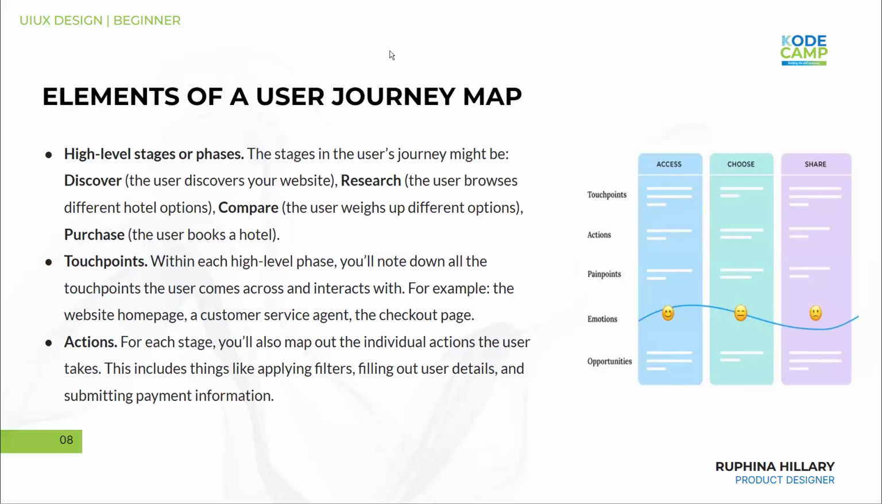Now the user is browsing different hotel options. Actions that will be taken in this stage are things like applying filters. They would filter options by price: I only want to see hotels in this price range, or filter by location: I only want to see hotels close to me. By the time you are thinking about this in such detail, analyzing individual actions of the users, you start identifying opportunities and things we can improve.